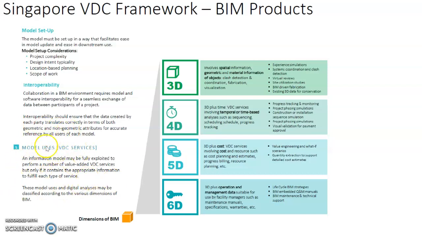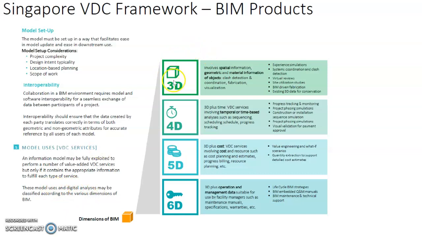Under model uses, the information model may be fully exploited to perform a number of value-added VDC services, but only if it contains the appropriate information to fulfill each type of service. Meaning that, for example, if you are going to use the model for visualization of the schedule, then it should be what we call a 4D model. But if your 4D model does not have enough information in relation to the scheduled activities, then the model cannot run properly. So all these model uses and digital analyses may be classified according to various dimensions of BIM.